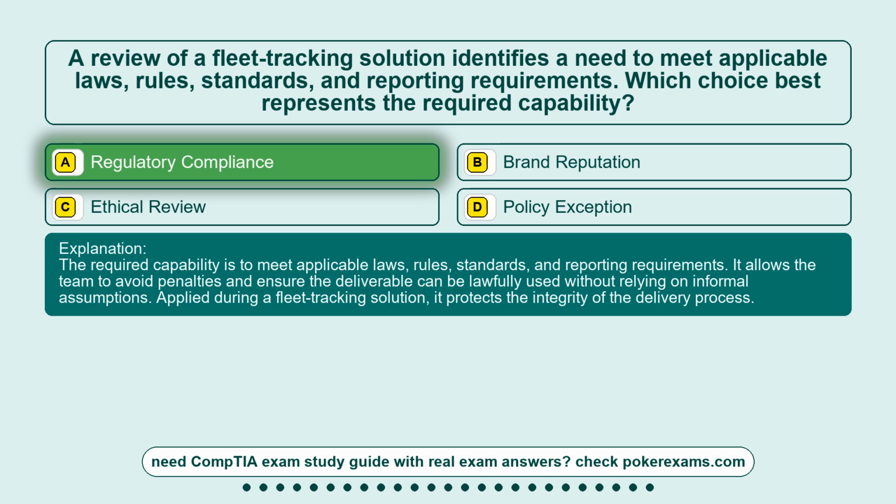The required capability is to meet applicable laws, rules, standards, and reporting requirements. It allows the team to avoid penalties and ensure the deliverable can be lawfully used without relying on informal assumptions. Applied during a fleet-tracking solution, it protects the integrity of the delivery process.